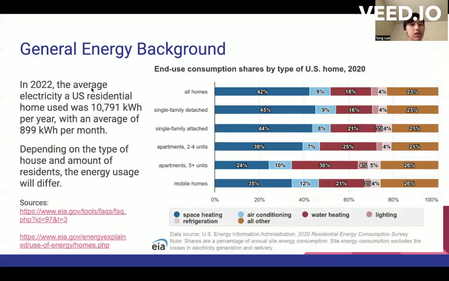So in 2022, the average electricity a US residential home used was about 11,000 kilowatt hours per year, with an average of almost 900 kilowatt hours per month. Depending on the type of house and number of residents, the energy consumption will differ. From this chart, most of the energy consumption goes to space heating, followed by all other, which includes other electronic devices like computers, chargers, and all that stuff. Here's water heating, followed by air conditioning, and the last two, lighting and refrigeration.